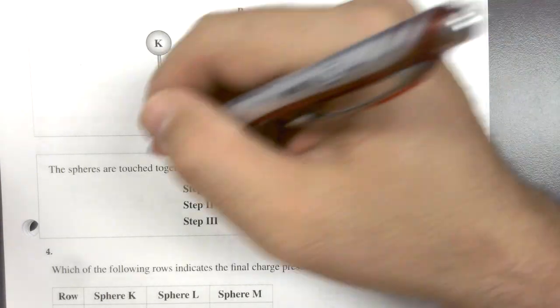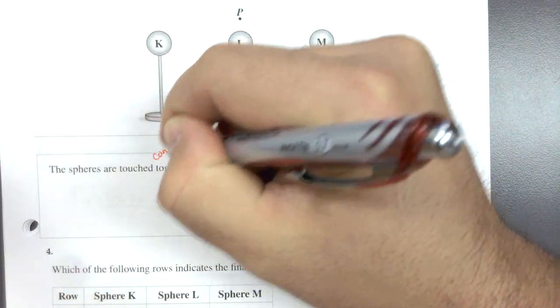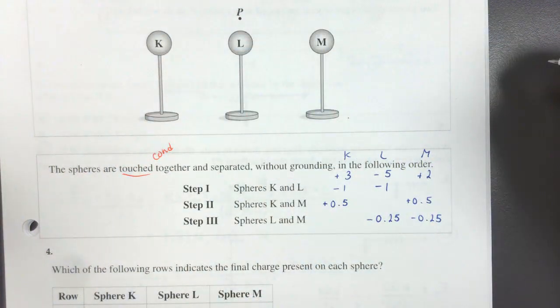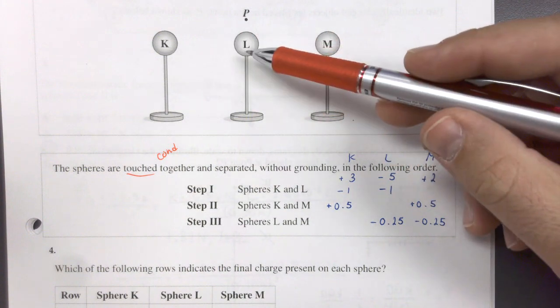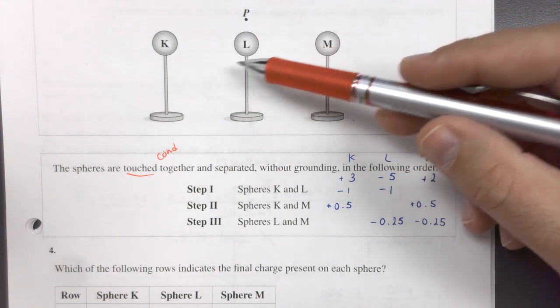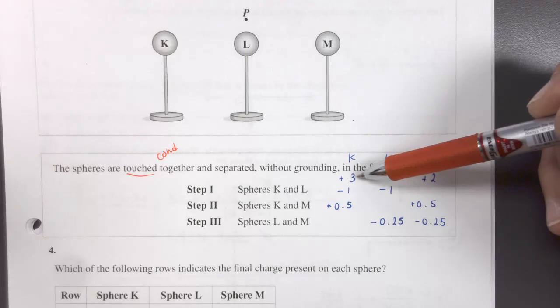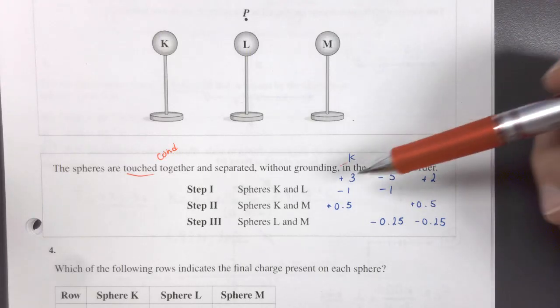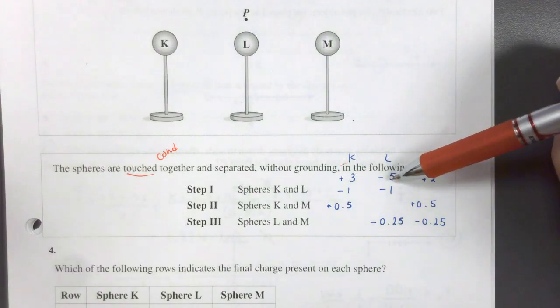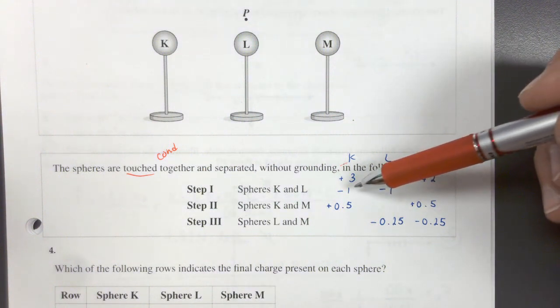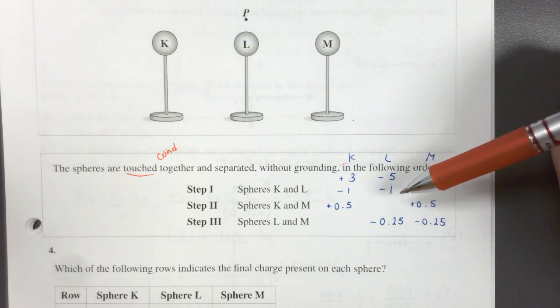So just a couple of things. First of all, because they were touched together, that is conduction. When two identical spheres are touched together, they're going to equally distribute the charge. So looking here, what I need is an average. I've got +3 and -5. Now the average between those is -1. So both spheres are going to take a charge of -1.